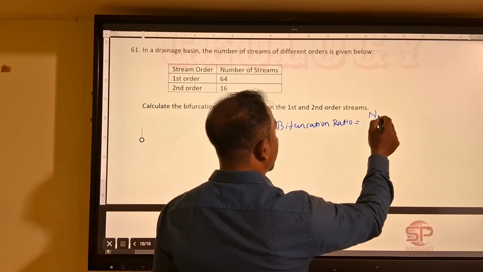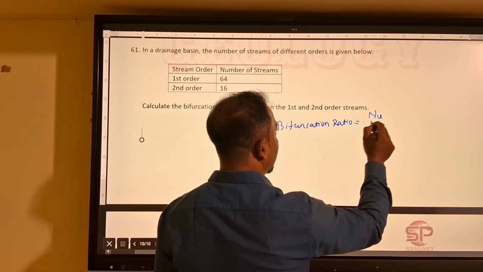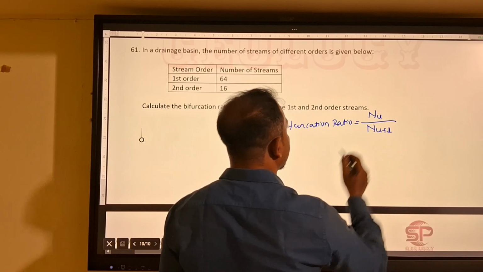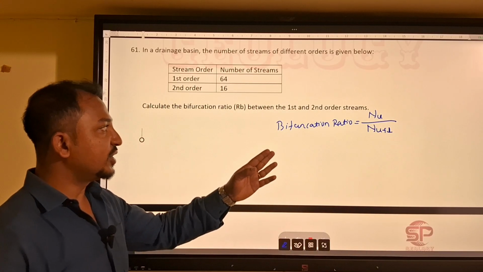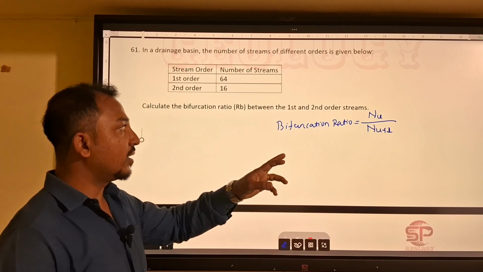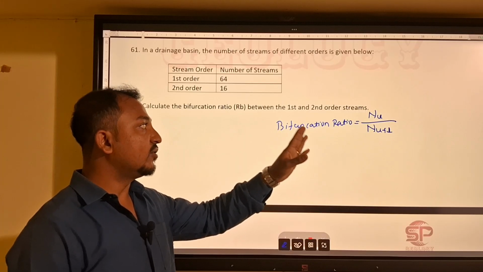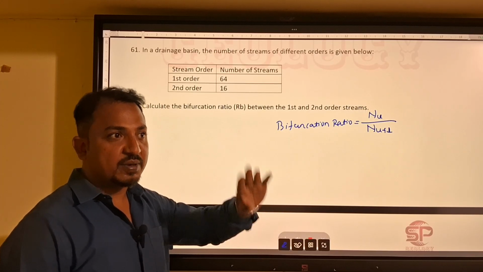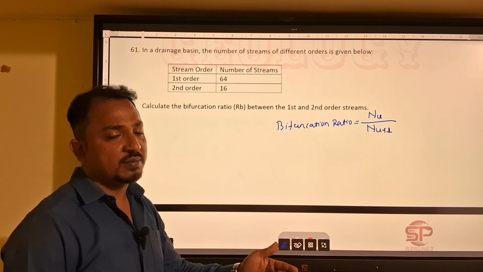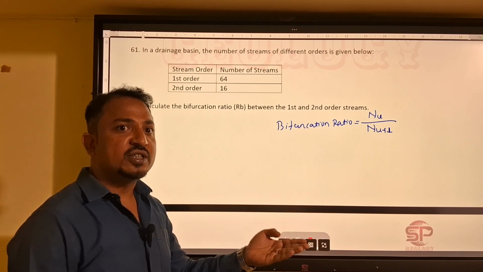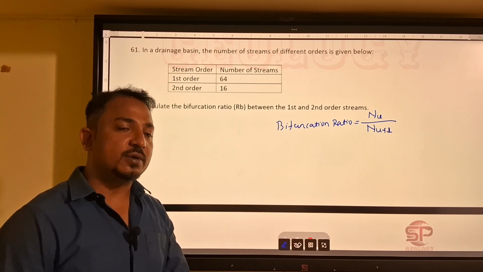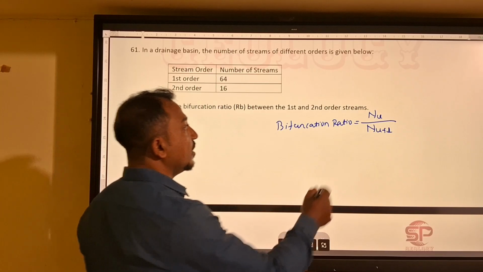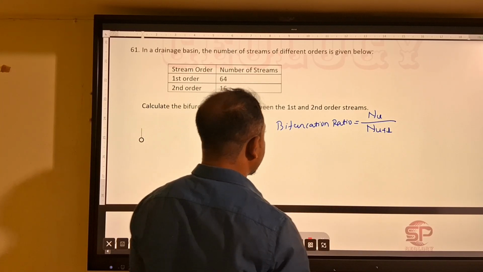So the bifurcation ratio is the number of streams in one order divided by the number of streams in the next higher order. U is the order of stream, N is the number of streams. That means, for example, the number of streams present in the first order divided by the number of streams present in the second order. So this is the bifurcation ratio.